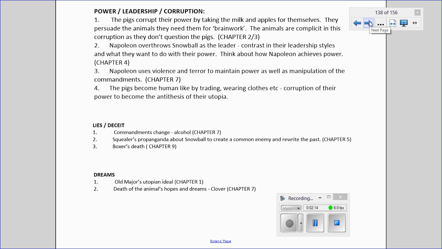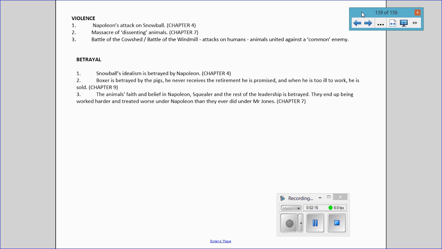Dreams is another theme that could be asked about. We've got violence and betrayal. There are other themes as well, so it's worthwhile thinking about, if you get one of these questions on theme, which extract would you go to? What would you say about it?